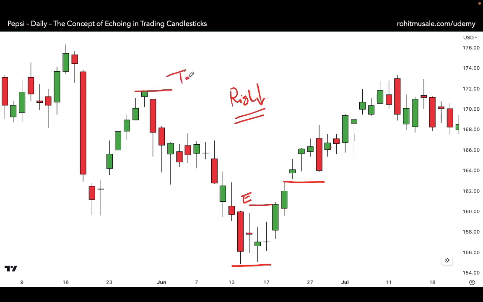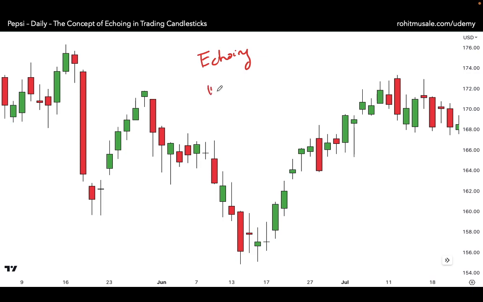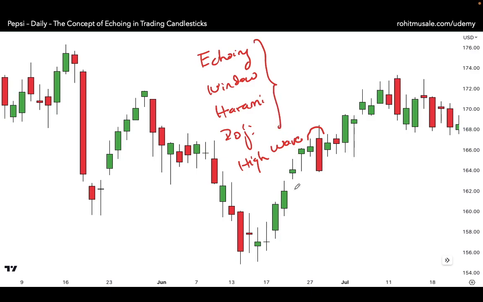So as you can see, we have discussed many concepts here. We have discussed echoing, we have discussed window, we have discussed the Harami pattern, we have discussed doji, we have discussed high wave candle, then we have discussed the bearish engulfing pattern. So all of this knowledge, when you put together, you get a very good reading of the chart. And carefully notice, I have not even used any Western indicator here. There is no need to use any Western indicator if you have correct knowledge of Japanese candlesticks.